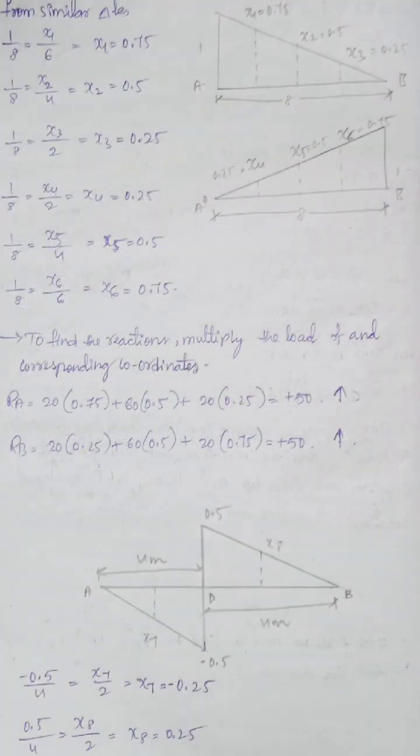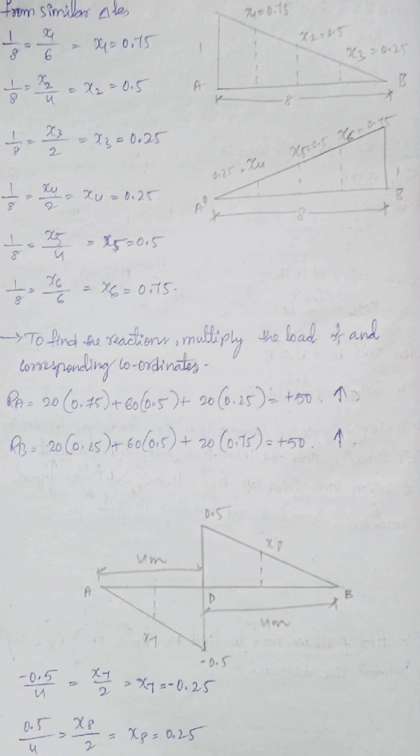So for this problem, to draw the influence line diagrams for shear force, reactions and bending moment, first of all, for reactions, we need to find the reactions RA and RB using the influence line diagram. We know how to draw the influence line diagram for reactions RA and RB. The first diagram shows the influence line diagram for RA. So 1 at A and 0 at B, and a triangle is formed. You can see there, we can find the ordinates x1, x2, x3 using similar triangles.